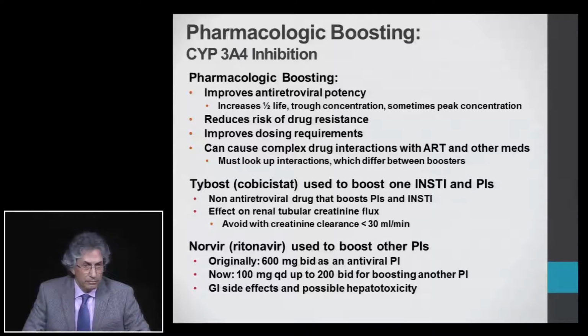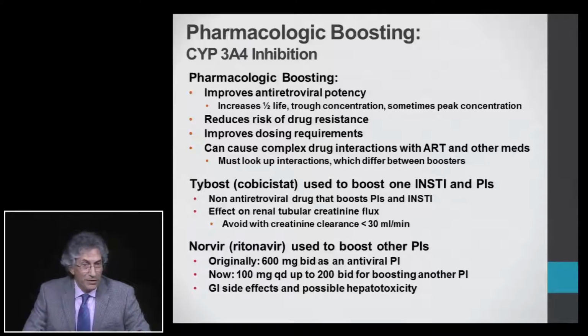Norvir or ritonavir started life as an antiretroviral drug. It was actually the 2nd protease inhibitor that was licensed. At that time, it was given 600 milligrams twice a day. It was extremely effective, but very toxic. But it is a CYP3A4 inhibitor, and now we use it exclusively to boost other antiretroviral drugs, usually other protease inhibitors, at much lower doses. So 100 milligrams once a day, up to 200 milligrams twice a day.